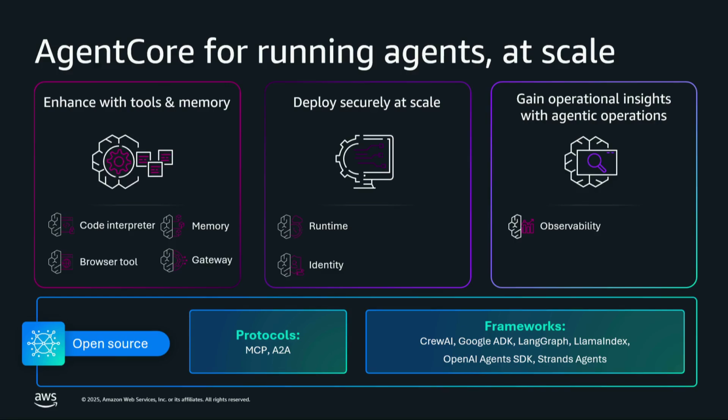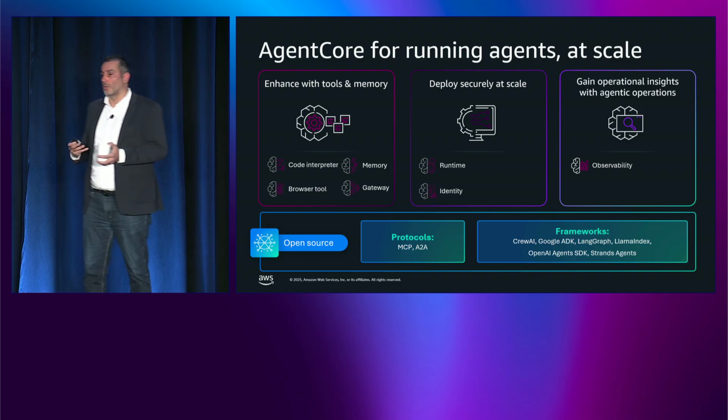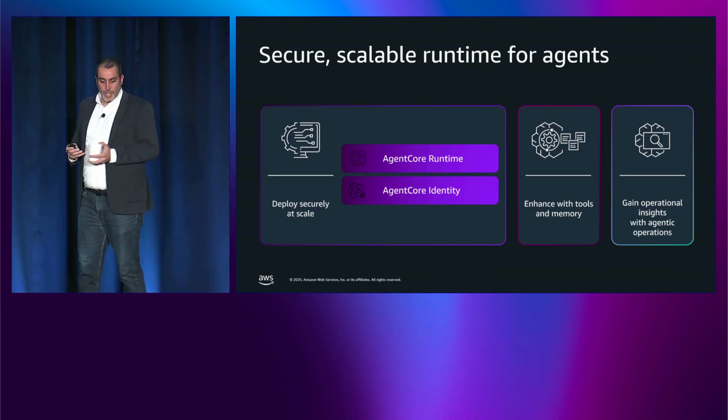In the second part, it's around deploying these securely at scale. So runtime and identity, which I'll cover in the next slide, are the key services in this area. Lastly, but not least, it's important to have view on the whole end-to-end execution of these agents. That's where Agent Core observability comes into it.